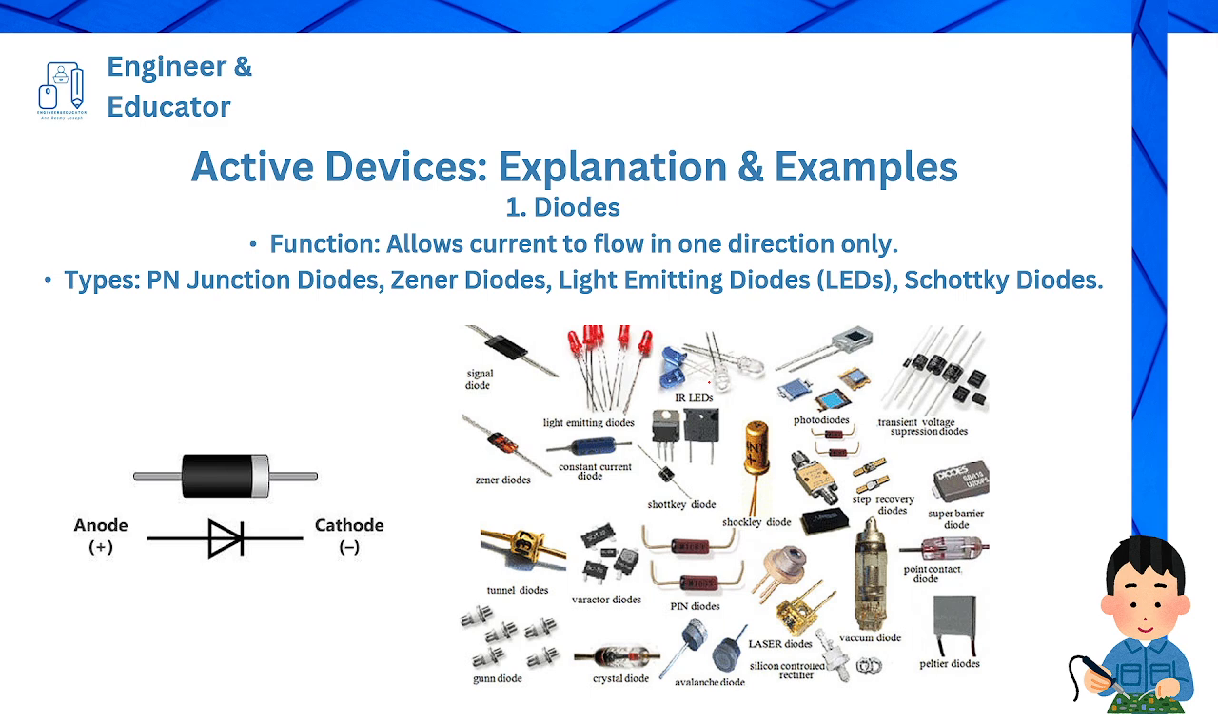Presently, semiconductor devices have almost completely replaced tube devices in low power applications, but in high power applications, tube devices are still being used. Important active devices are here. The first active device is the semiconductor diode. The name semiconductor is derived from the fact that its conductivity lies between that of insulators and conductors. So you can see different types of diodes.